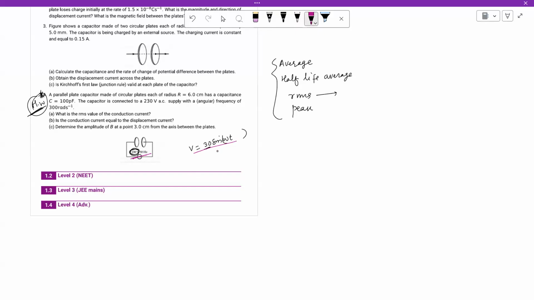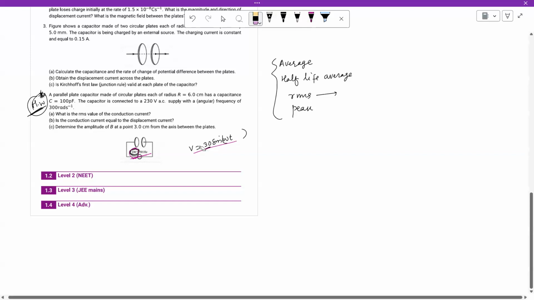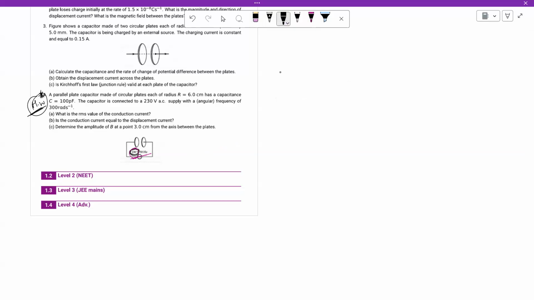But in most of the cases, they will give this RMS value, right? Okay, if this is clear, then now the VRMS is given, VRMS is 230 volt. Now we have to find out the RMS current in the capacitor. In the capacitor, we have to find the current.